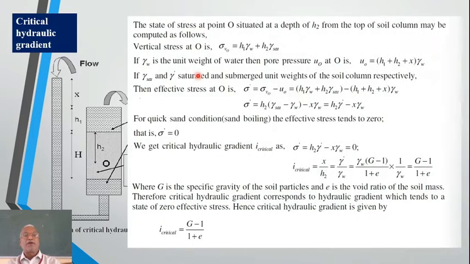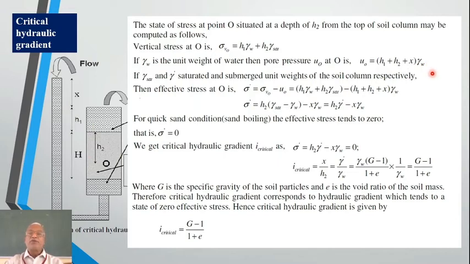Critical hydraulic gradient. The state of stress at point O, I have considered some arbitrary point O situated at a depth h2. You can just see here h2, this is point O, from the top of the soil column, may be computed as follows. Vertical stress at O is sigma V0, that is gamma W H1 plus gamma saturated into H2. If gamma W is the unit weight of the water, then the pore water pressure U0 at O will be equal to h1 plus h2 plus x, here there is extra x, into gamma w.